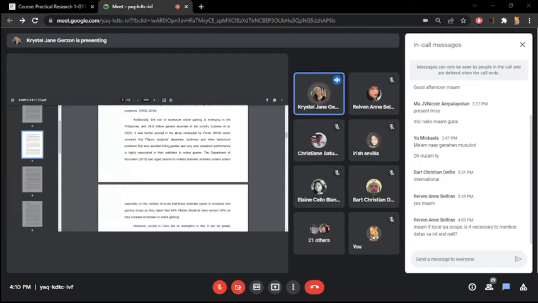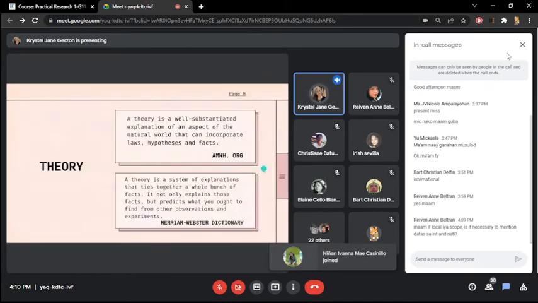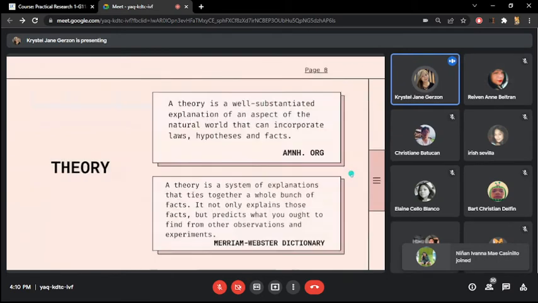So let's proceed to theoretical background. All right. So theoretical background, guys. This of course explains your theories that would support your study.